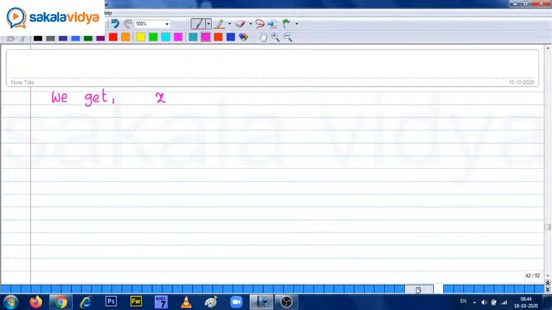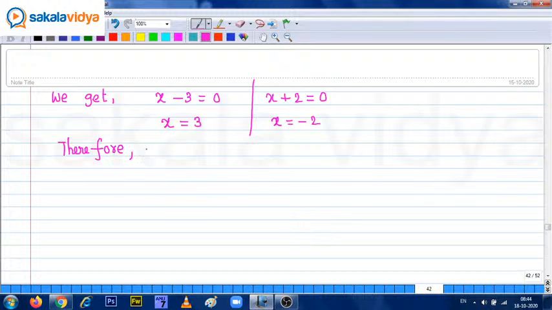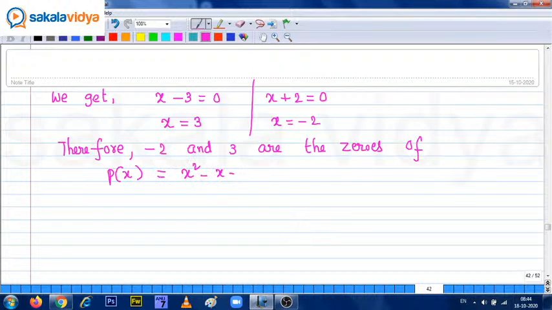Here you check: x minus 3 equals 0 or x plus 2 equals 0. We solve these two linear equations to get the zeros. So x equals 3 and x equals minus 2. Therefore minus 2 and 3 are the zeros of p of x equals x square minus x minus 6.